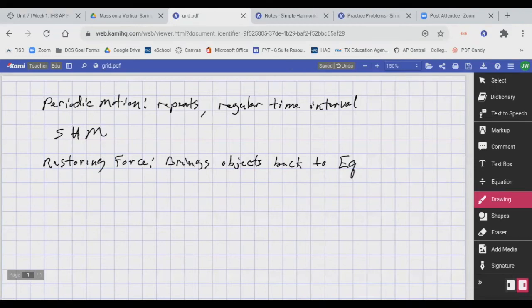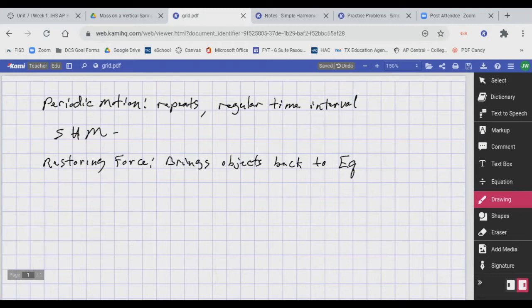So periodic motion, you've got a motion that repeats itself at regular time intervals. And then there's a special type of periodic motion, which is simple harmonic motion. It is periodic motion, but it has a restoring force. It is a periodic motion with a restoring force that tends to bring an object back to equilibrium. So if we were to define simple harmonic motion, we would say that simple harmonic motion is periodic motion in which the restoring force is proportional to the displacement. Don't worry, I'll write that one out.